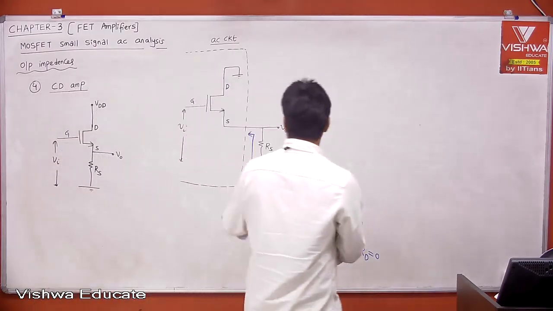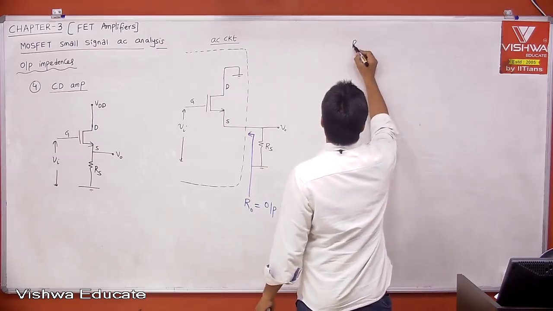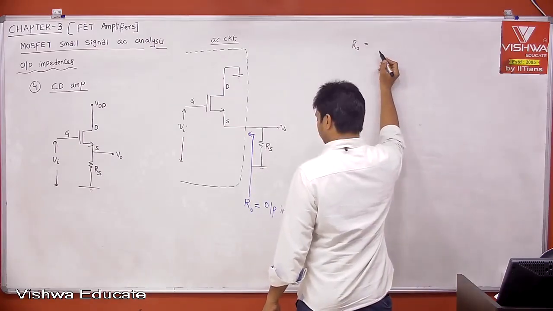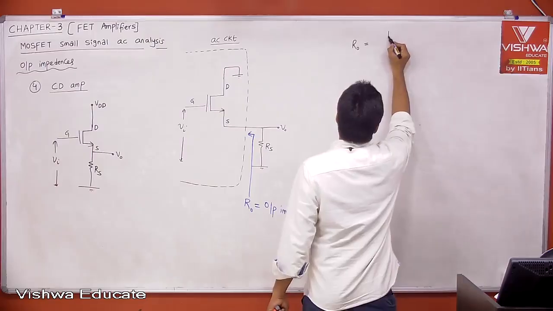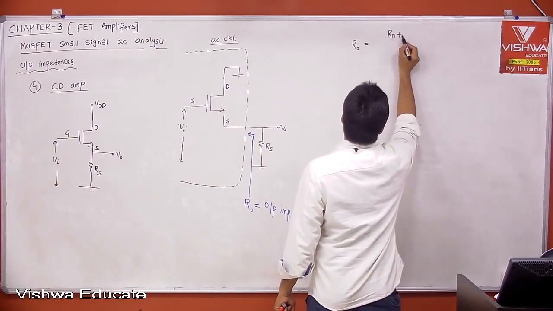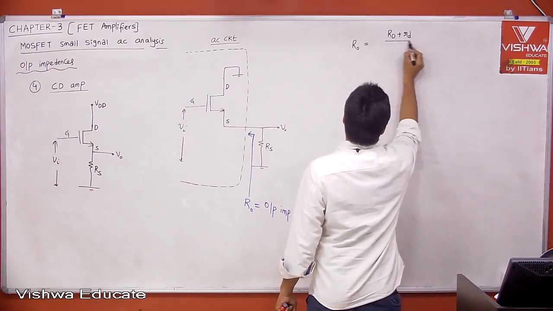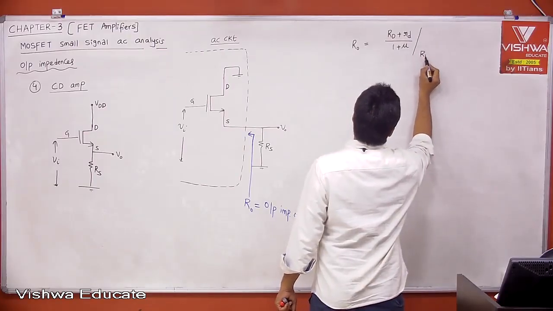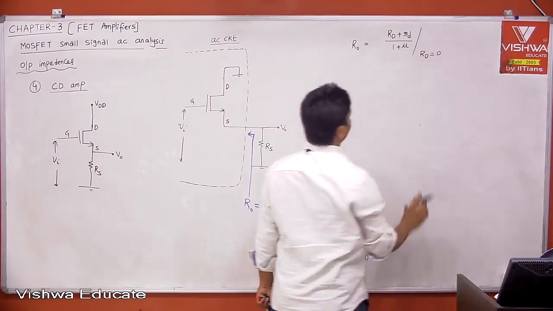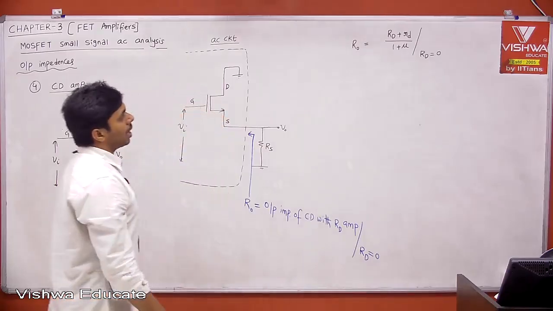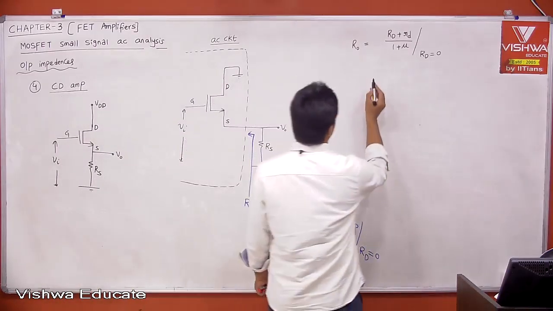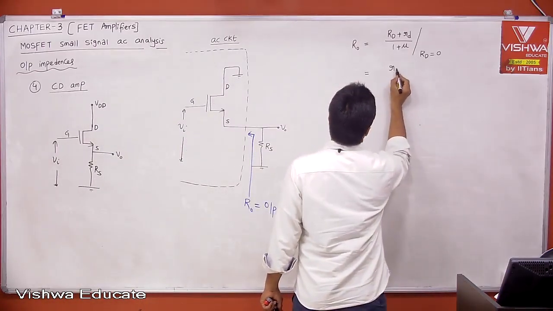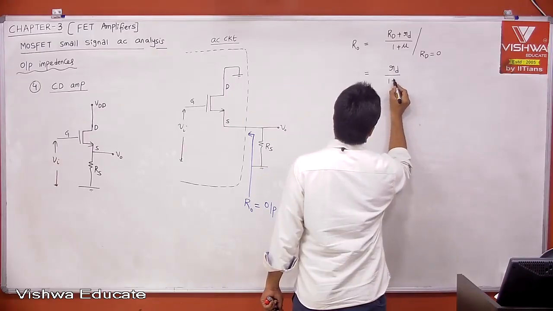Tell me what is R0 now? Therefore, R0 is equal to the CD with RD expression: capital RD plus small rd divided by 1 plus mu. Now you need to substitute capital RD is equal to 0. When you substitute capital RD is equal to 0, then R0 will be equal to small rd divided by 1 plus mu.